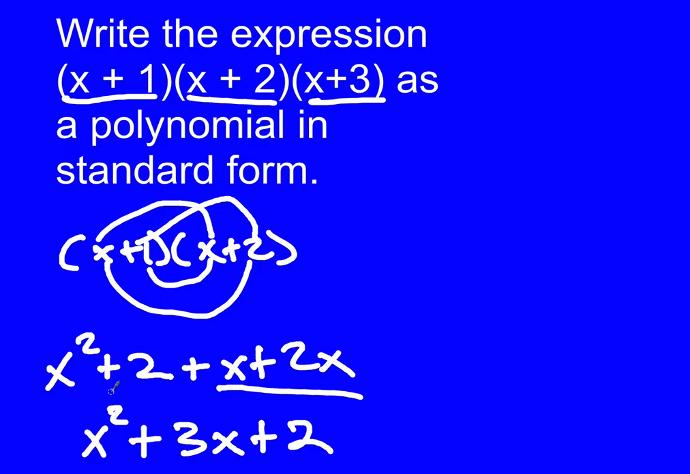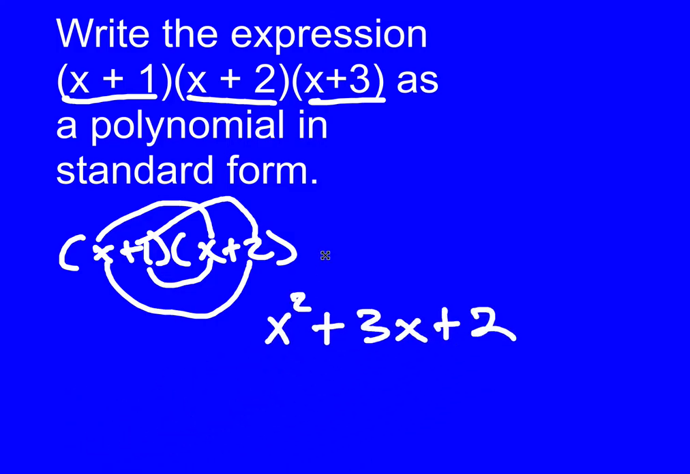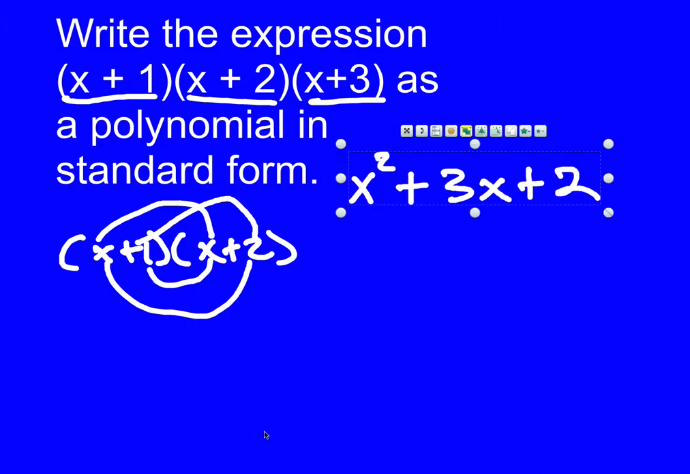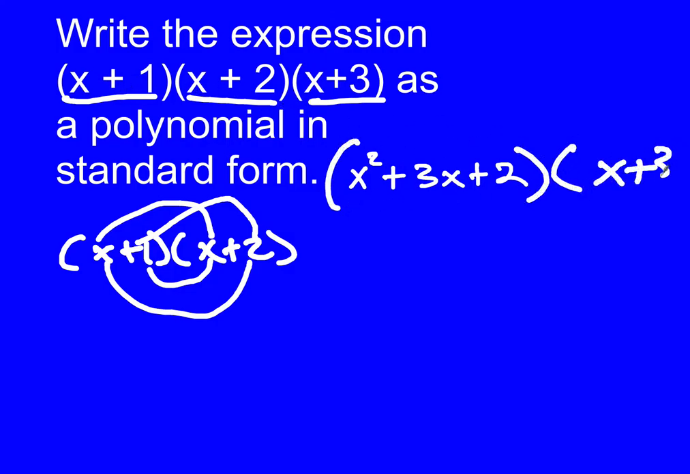This is what x plus 1 times x plus 2 is. Alright, now let's go ahead and take this and move it up over here. Let's make it smaller too. Alright, so now we have those two. That's the first two multiplied together. Now we need to multiply it by x plus 3.